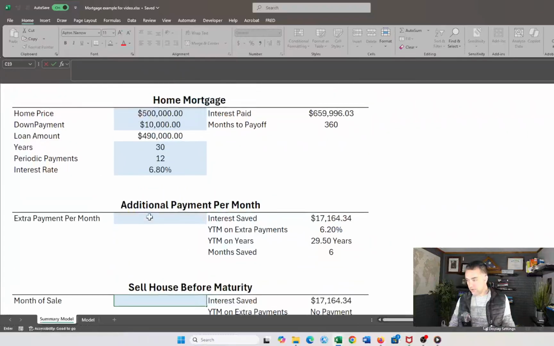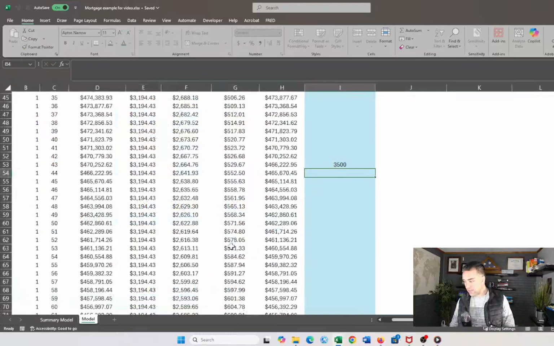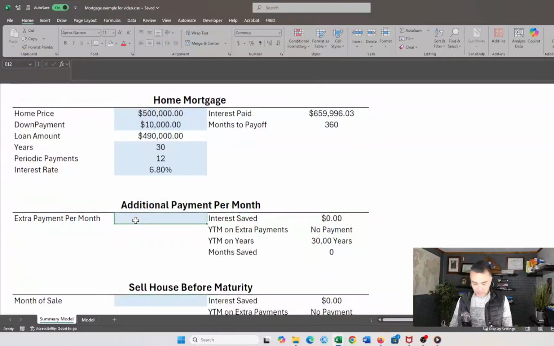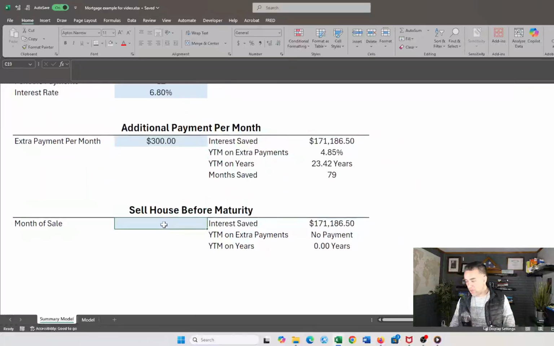Now, what I'm going to do is I'm going to go back to that model. I did the 40th month. Let's take that out, and let's just say we put an extra payment of $300 per month. And what I want to know is, what if I sold the house in 24 months? How much money did I earn? That assumption there is that I'm going to live in there until 30 years.